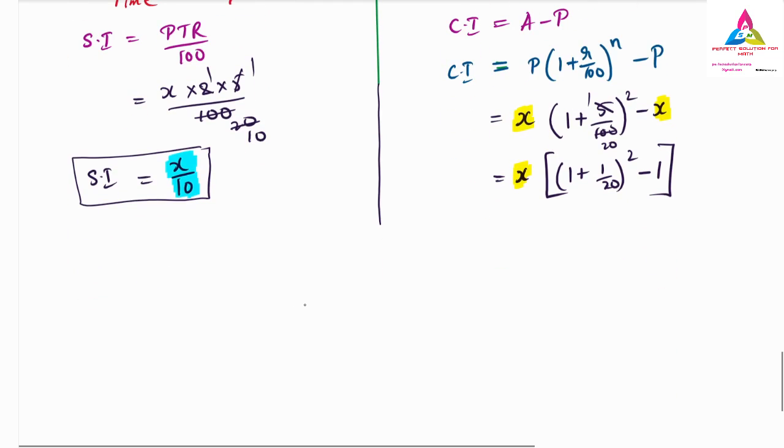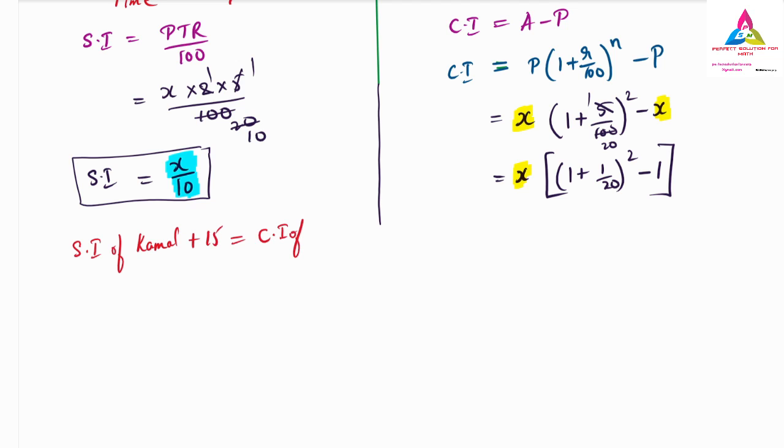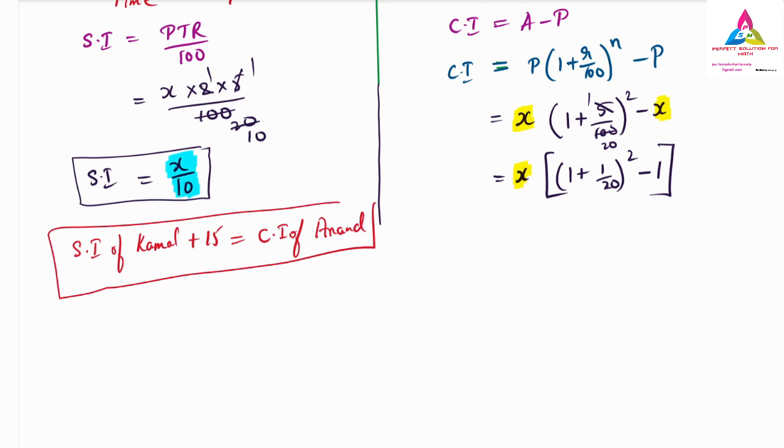So here one statement I will write down. Simple interest that is plus 15. So simple interest of whom, I will write it down, otherwise it will confuse you. Simple interest of Kamal plus 15 rupees more, that is equal to compound interest of whom? Anand. This is a very important statement. So 15 rupees more they have told. Obviously principal amount is same. So in interest the 15 rupees must be more.